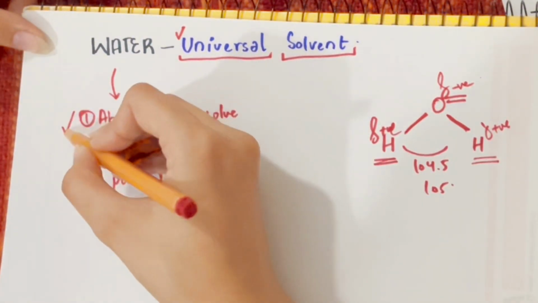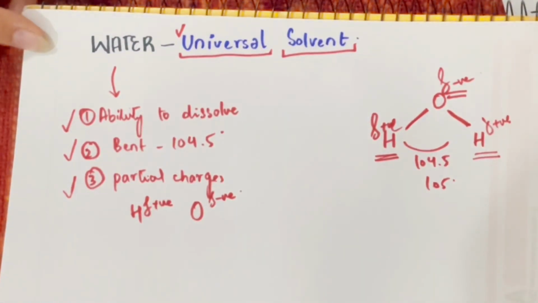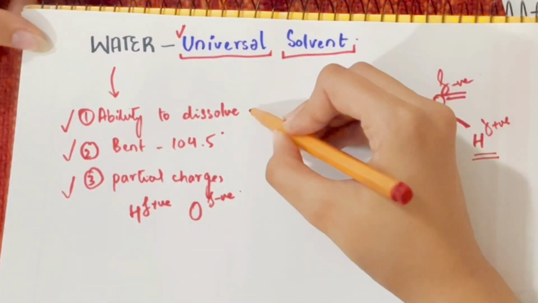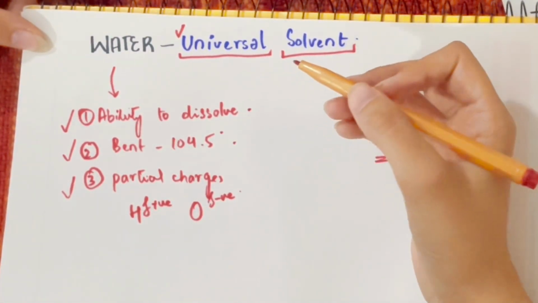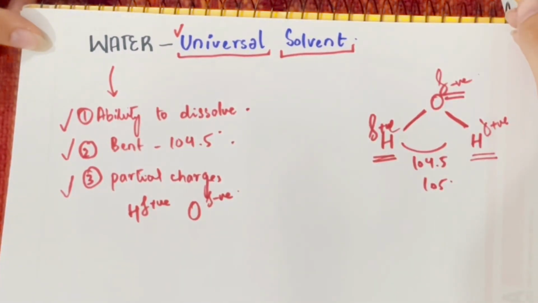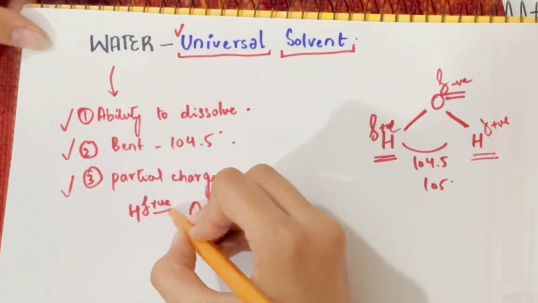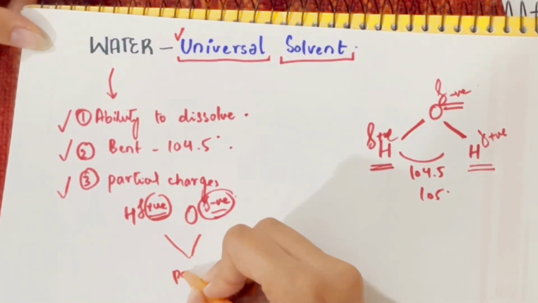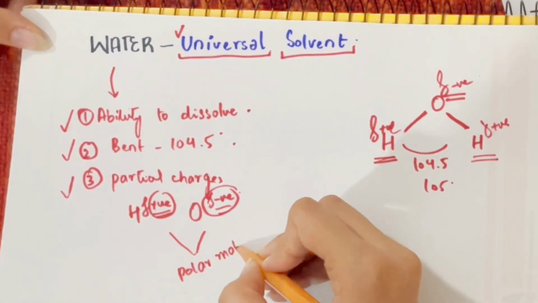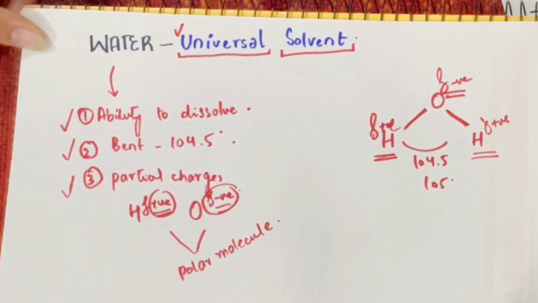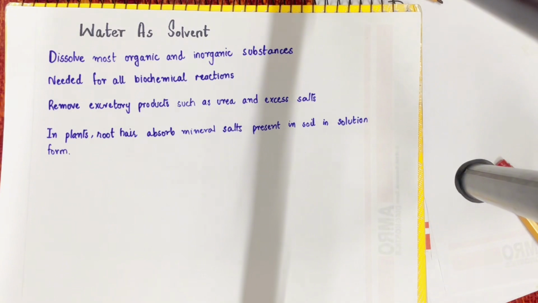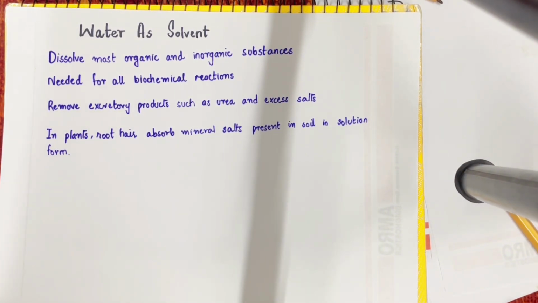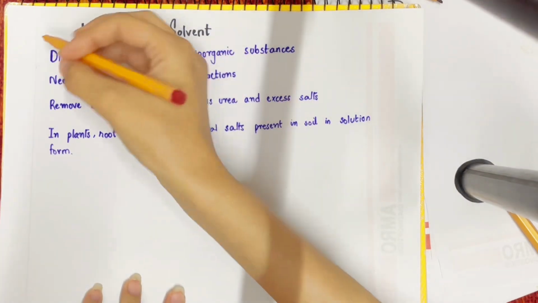These are the basic three qualities that make water a universal solvent. Its ability to dissolve. It has a bent structure and has an angle of 104.5, and the partial charges that it has, either positive charge or negative charge, also make this a polar molecule. These are some of the qualities that make water a universal solvent. The last thing that we will be discussing is water as a solvent. So water as a solvent has 4 pointers.